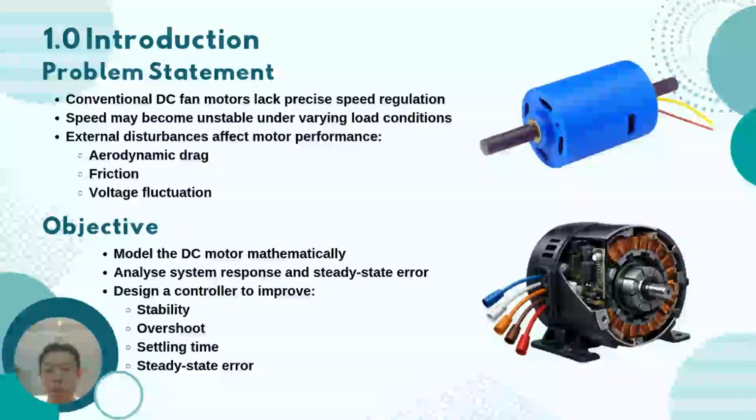Therefore, a closed-loop control system is required to ensure stable, smooth, and accurate speed control performance. In this project, MATLAB and Simulink are used to model, analyze, and improve the DC motor system. The objectives of this project are divided into three main parts. First, to mathematically model the DC motor system and derive its transfer function. Second, to analyze performance of the uncompensated system, including the response, steady-state error, and stability characteristic. Lastly, to design a suitable controller to improve the overall system performance by reducing overshoot, reducing settling time, improving stability, and minimizing steady-state error.